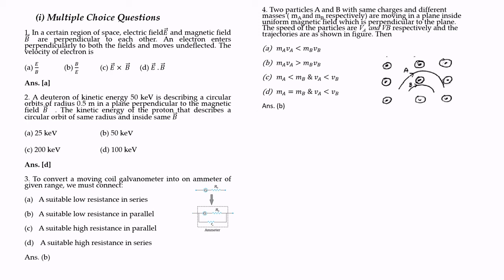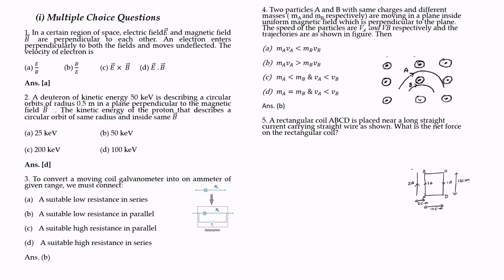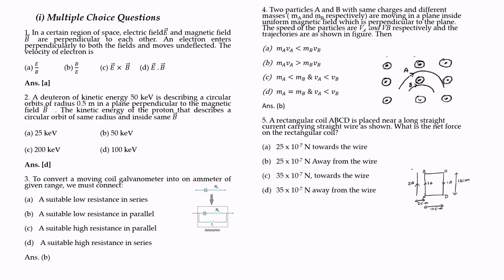Question number 5. A rectangular coil ABCD is placed near a long straight current carrying wire as shown. What is the net force on the rectangular coil? Please see the figure. Here the 2 amps current and the distance is 15 centimeter. 1 amp current is being circulated in the rectangular coil. Four options are given and the correct answer is A.